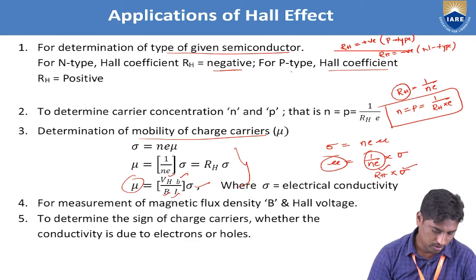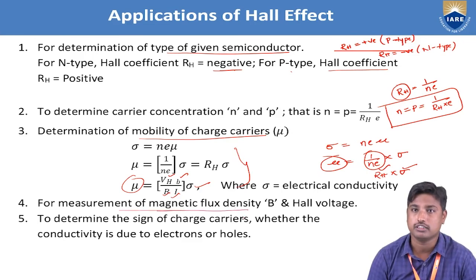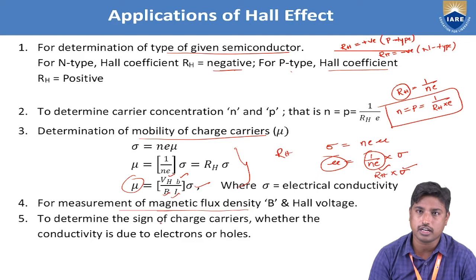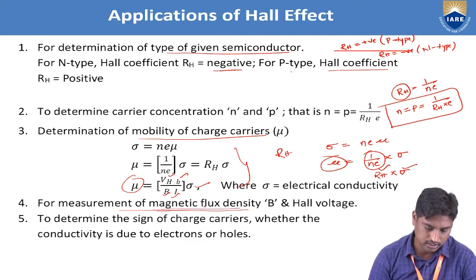And coming to the fourth, measurement of magnetic flux density B and Hall voltage. When we know the VH, what is VH? Hall voltage. Or when we know the magnet, when we know the Hall coefficient RH, using that relation, we can find out the magnetic flux density also.